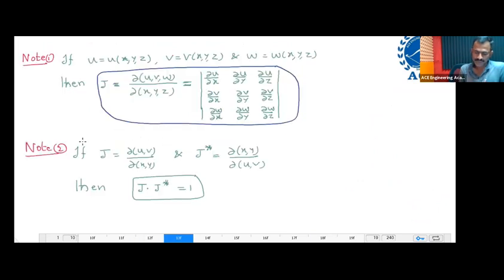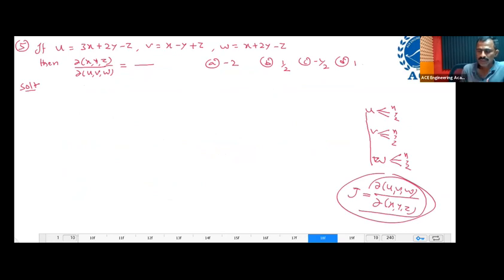This note point, page number 13F, note point number 2 only. If you know any one Jacobian, we can find the other Jacobian. It is an advantage. So first we find the Jacobian of x, y, z with respect to u, v, w, but we find this indirectly with the help of this Jacobian only. Okay. Let us find this one first for the given functions.